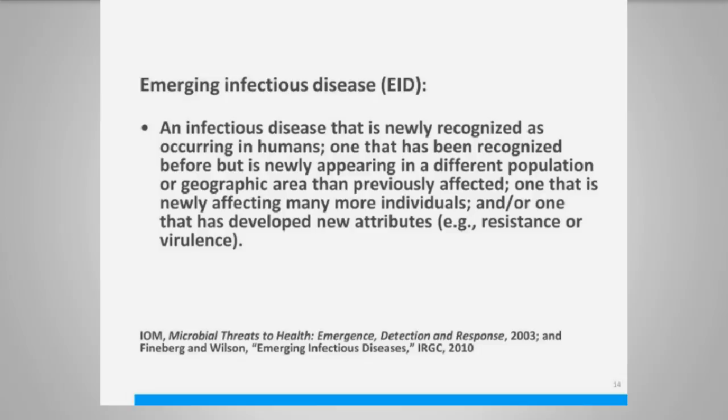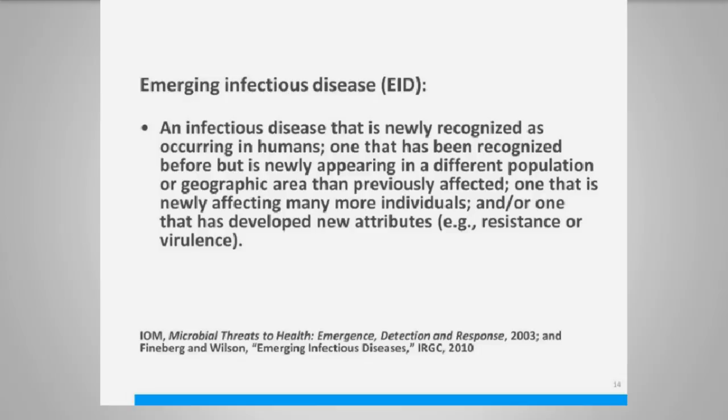What is it that we have to be aware of when we're dealing with these diseases? Remember that an EID is an infectious disease that is newly recognized as occurring in human beings, but one of the things that a lot of people don't get with these diseases is they may have been around for a while, but they may be affecting new people, or they may have changed slightly and be more contagious or develop new attributes.